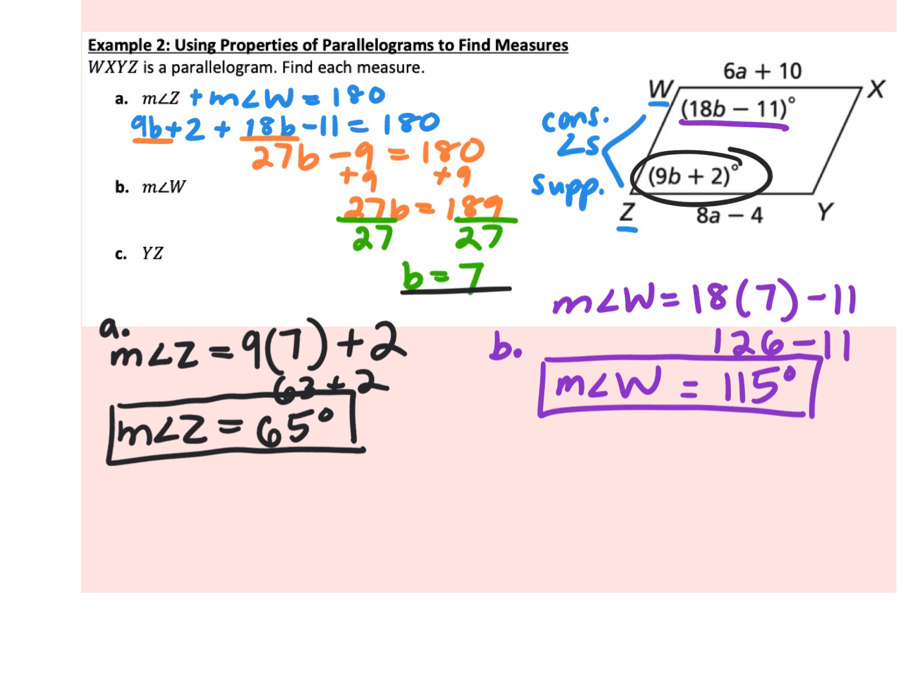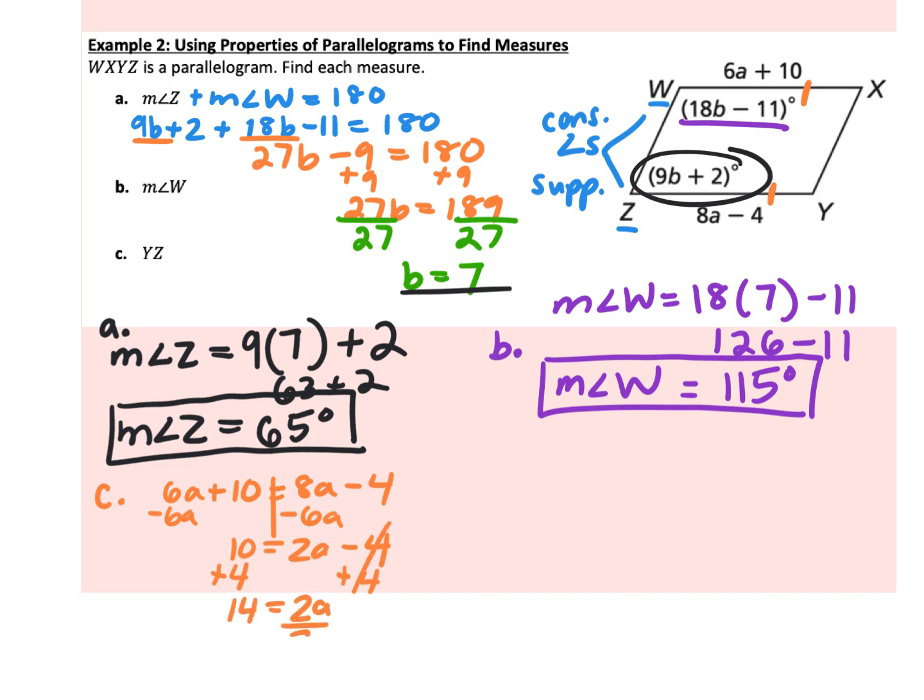So for part C, we're going to have to do a little bit of work here because YZ doesn't have a b in it, YZ has an a. So on my picture here, notice that these 2 sides are opposite sides, so we know they're going to equal each other. So to set up the work for letter C, I'm going to do 6a plus 10 equals 8a minus 4, and then we'll go ahead and just solve that. I'm going to move the 6a to the other side. And then I'm going to add 4 to get 14 equals 2a. We divide, and a is 7.